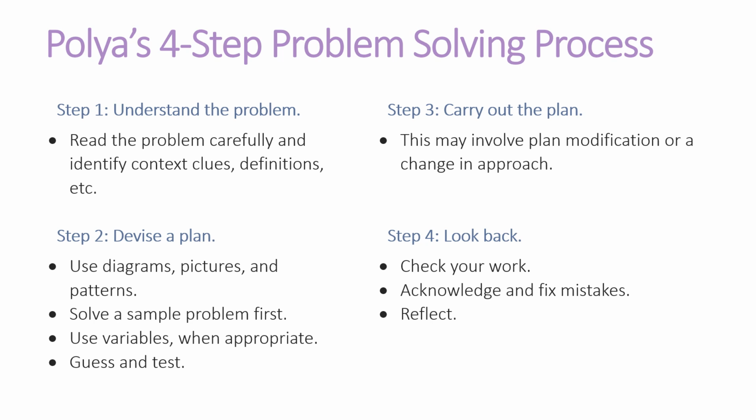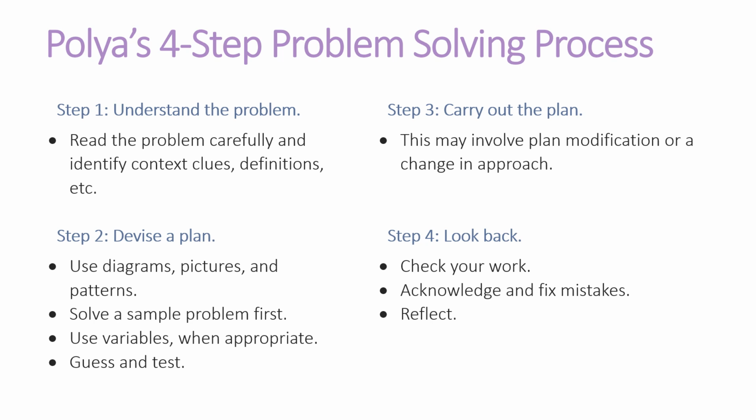All right, so once you've come up with a plan, then you're going to carry out that plan. As you carry out the plan, you may have to modify your plan. You may say, okay, this definitely didn't work. I'm going to go back to step 2 and come up with a different plan. Right, so you're going to carry out the plan, which may involve some sort of modification or a change in approach. And then after you have carried out the plan, you are going to look back, you're going to check your work, you're going to go back and acknowledge and fix your mistakes, and then reflect. So you might say, okay, well, you know, the first way that I tried doing this, it didn't really work out, but here's what I had to do differently, and that fixed it.